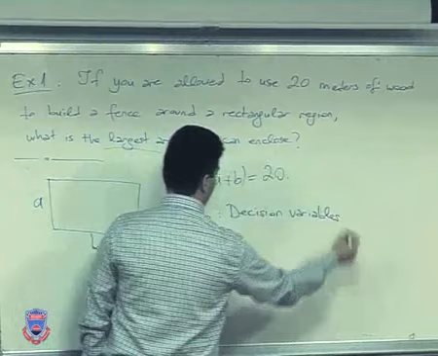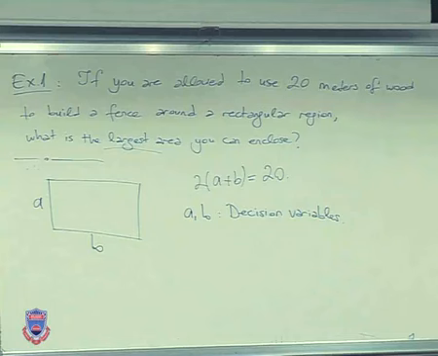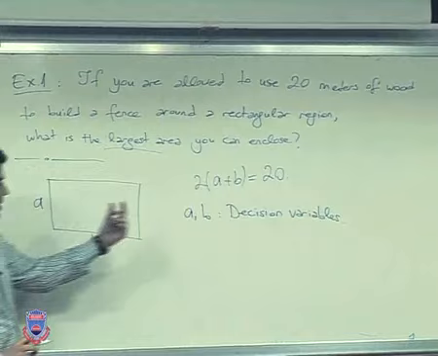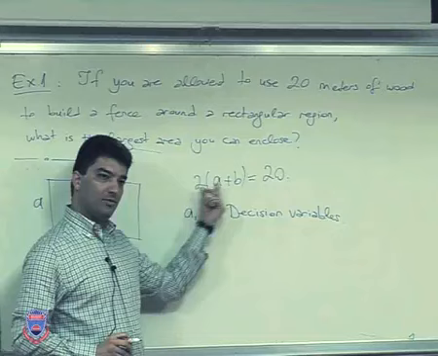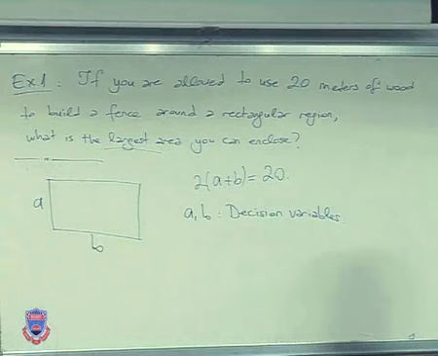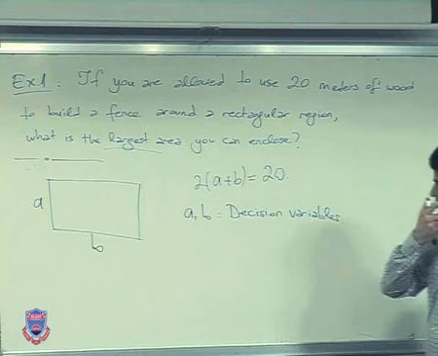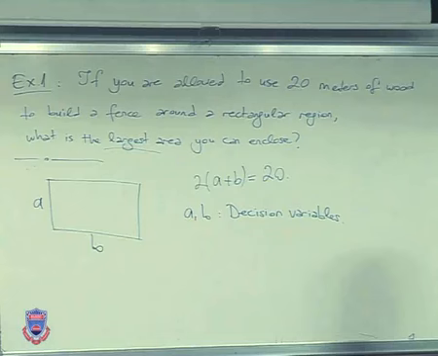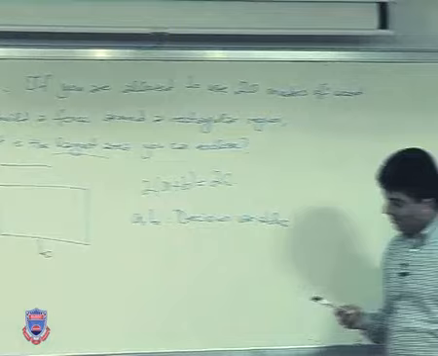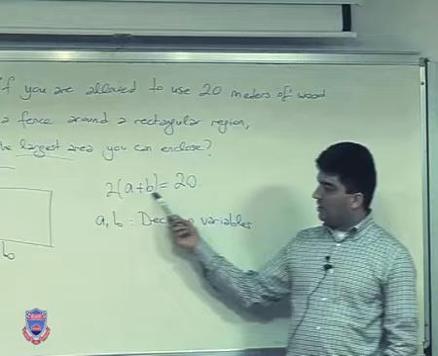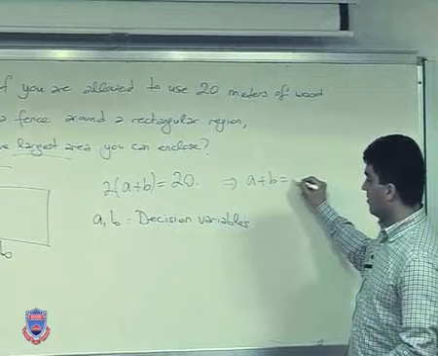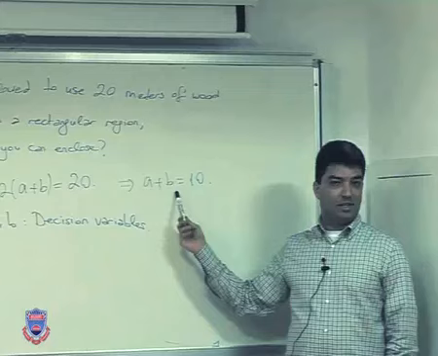These are the values I can control, but I'm allowed to choose these values from within an allowed set. And what's the allowed set? The allowed set is the set of all solutions to this equation. So how many solutions are there to this equation? How many different values can I plug in for A and B and still satisfy this equation? Well, there are infinitely many choices, right? This is the same as A plus B is equal to 10. For any value of A, there's a corresponding value of B.